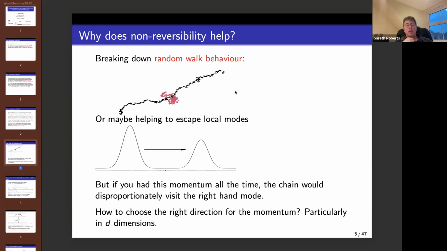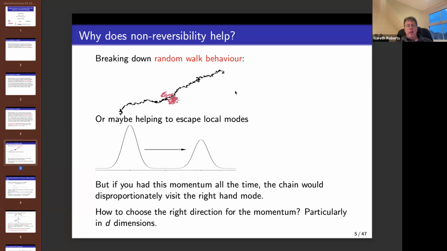It's very often suggested that we might want to use reversibility to help with escaping local modes, to have some kind of momentum that pushes you from one mode to another and gets you over the energy barrier. There are various intuitive motivations as to why this idea is appealing. The basic idea is we want to have some kind of momentum in order to traverse the state space a little bit better.